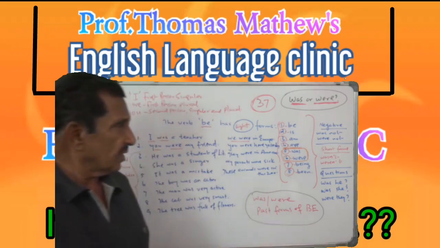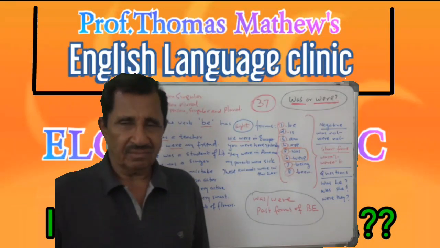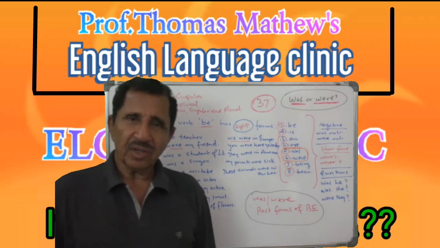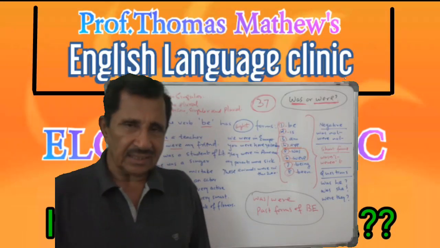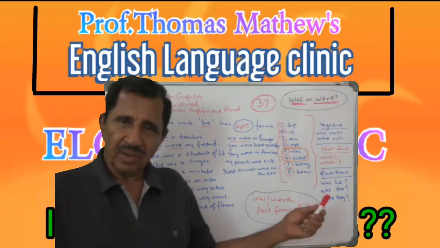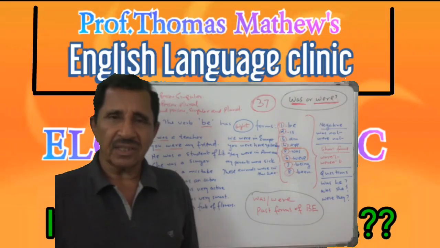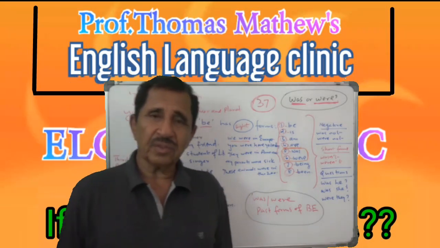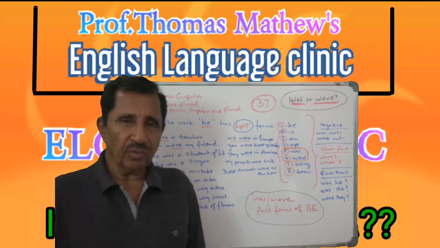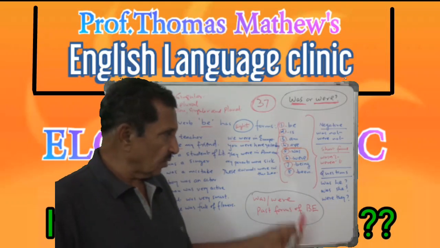And then we have got another one, negative. Was not. He was my friend. He was not my friend. And the short form is wasn't. They were my friends. They were not my friends. Were not. The short form is weren't. Wasn't, weren't.